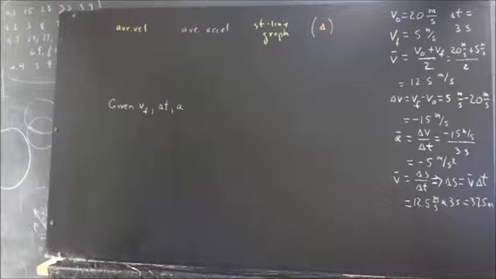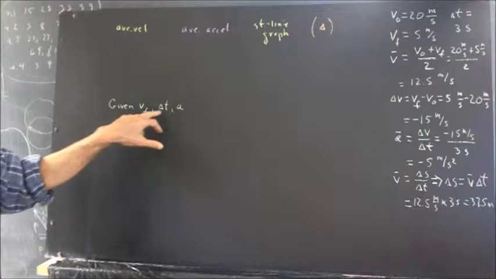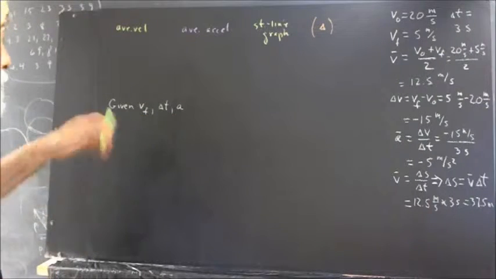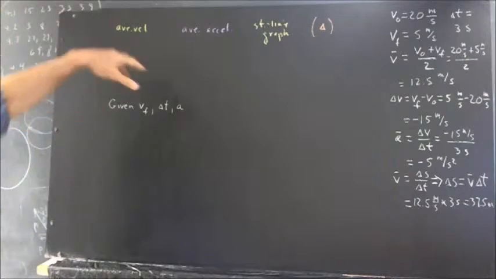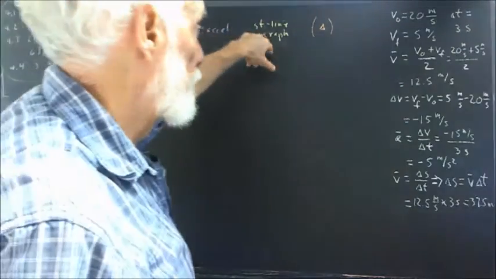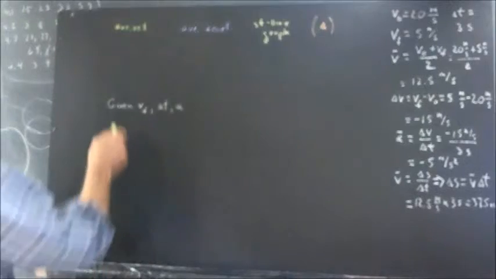Okay, now we quickly analyze, or at least more quickly analyze, a situation where we're given VF, delta T, and A. We begin by just writing down average velocity, average acceleration, straight line graph, and the definition of delta. Okay, these things indicate the triangles that we're going to write.